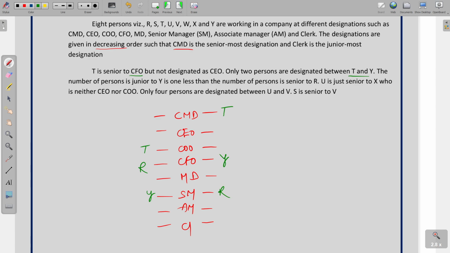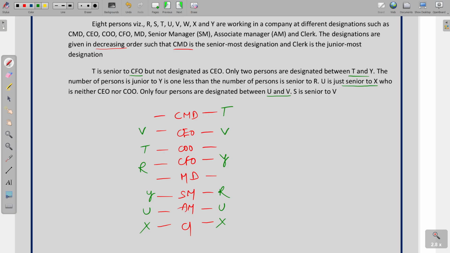And next, U is just senior to X, who is neither CEO nor CFO. So U is just senior to X. Okay. And next, only 4 persons are designated between U and V. So between U and V 4 persons are there, 1, 2, 3 and 4.